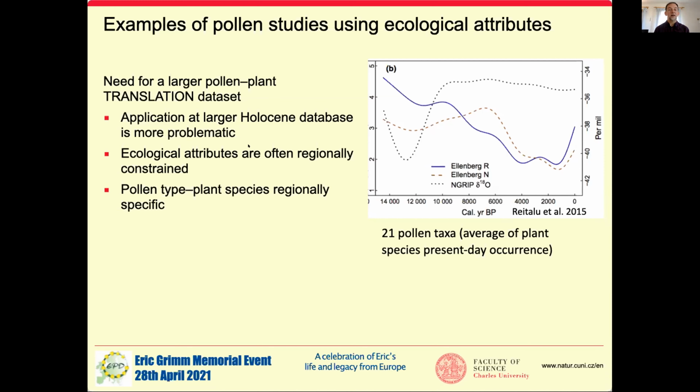At left, I just noted a few obstacles in doing this on larger data sets. Certainly there is a need for a much larger pollen translation data set, which we still don't have fully developed. And of course, the ecological attributes are often regionally developed and constrained by the regional vegetation and flora, and pollen plant species are also regionally specific.